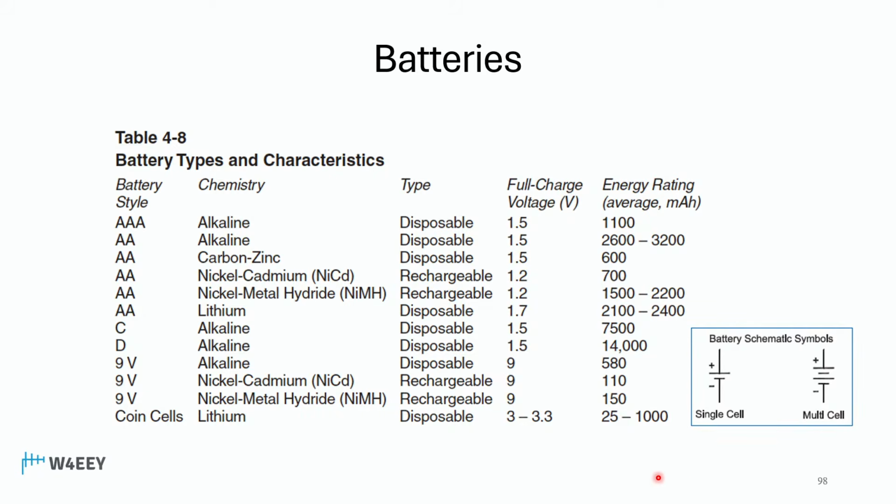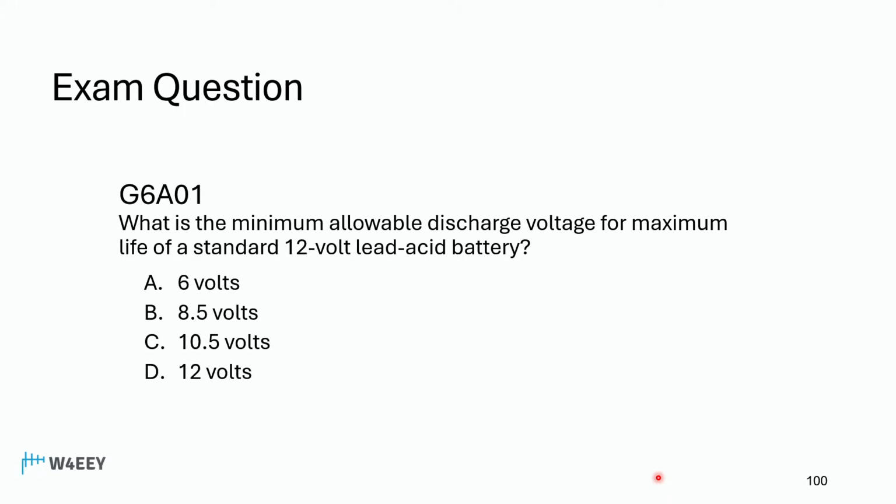get out of them. All right, what is the minimum allowable discharge voltage for the maximum life of a standard 12-volt lead-acid battery? Charlie. Charlie, but actually delta. Yeah, Charlie for the purpose of the exam.